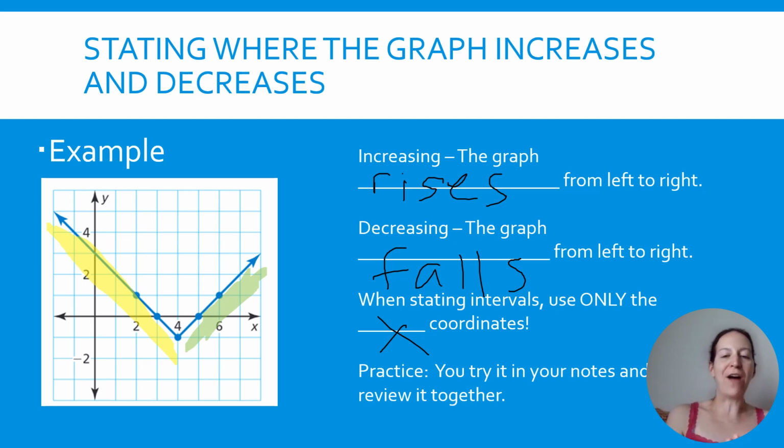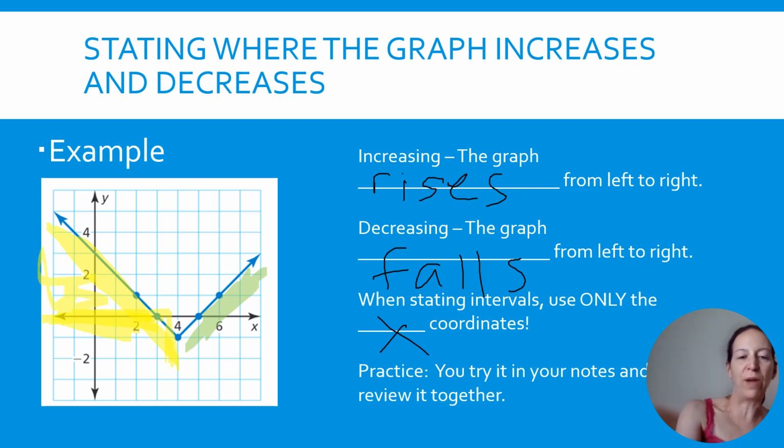Now we want to talk about how we state this. So what I'm going to do here is expand my highlighting to cover the x-axis. If I look at where this graph is yellow, it is yellow starting all the way down here at negative infinity. How do I know it's negative infinity? Because that keeps going to the left. It's not stopping.